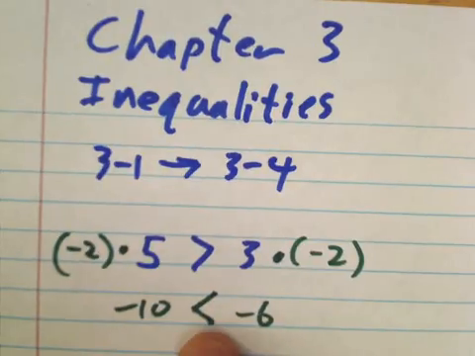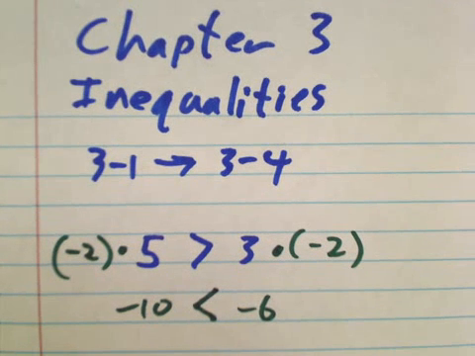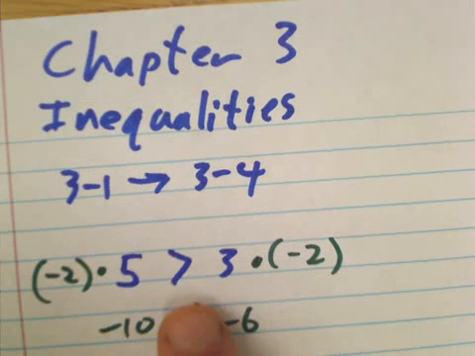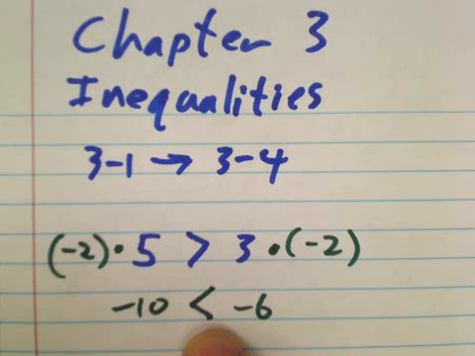It changed the direction of the inequality. It flips everything around. So keep that in mind. Anytime you multiply or divide by a negative, you have to flip that sign to make it work correctly. Because when I multiply by a negative, if I keep this as greater than, it would just be a false statement. Negative 10 is not greater than negative 6. I wouldn't be able to do that.